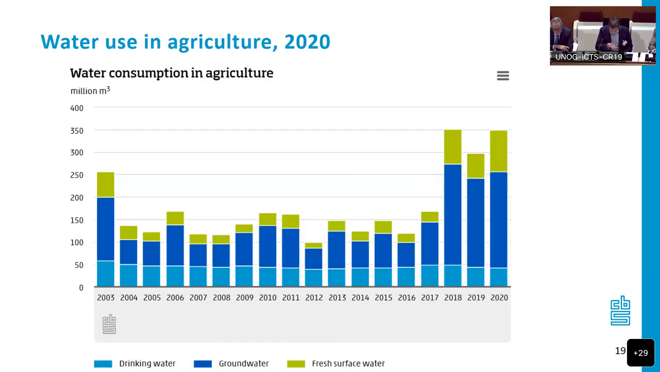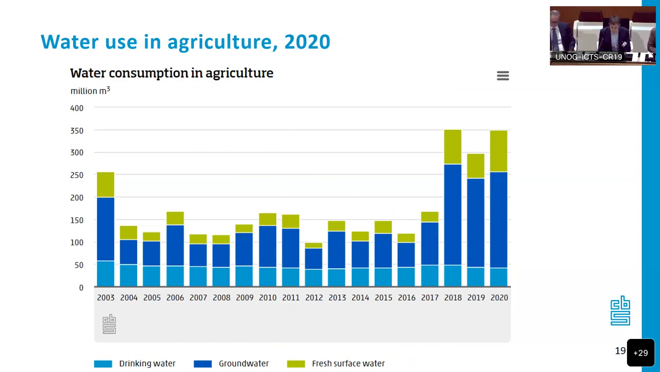I skipped this one, to show you the water use in agriculture. That's also directly based on the survey data that I just discussed. As you can see, there are quite some large differences. In this case, we show drinking water, groundwater, and also fresh surface water.